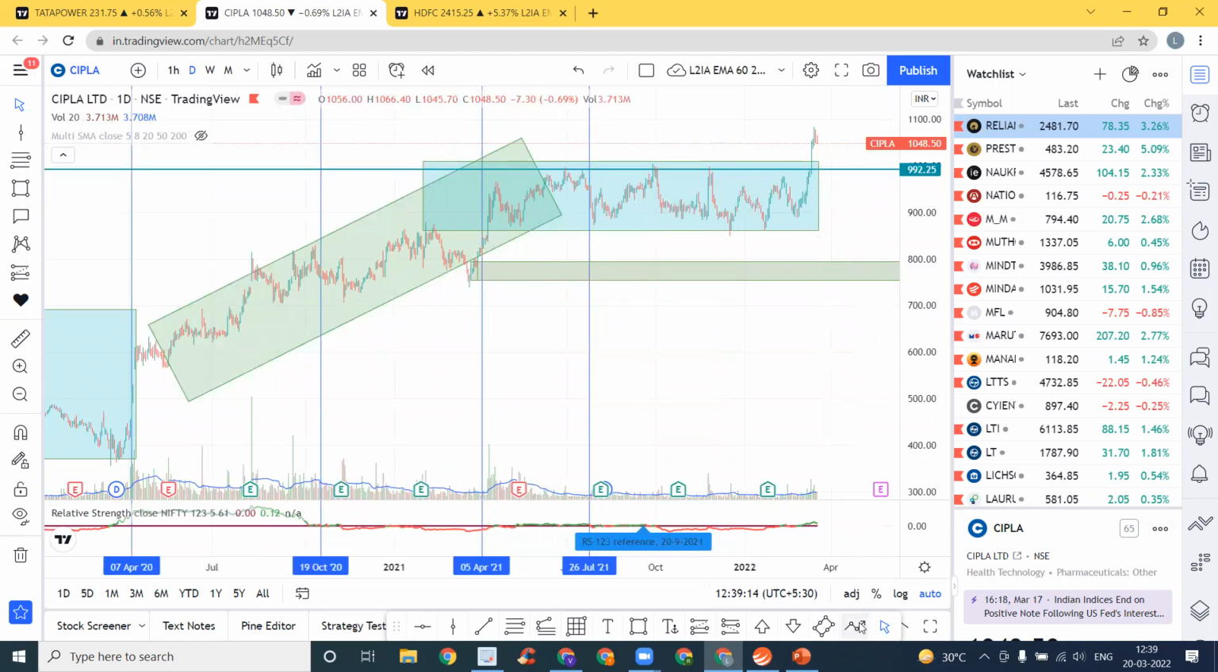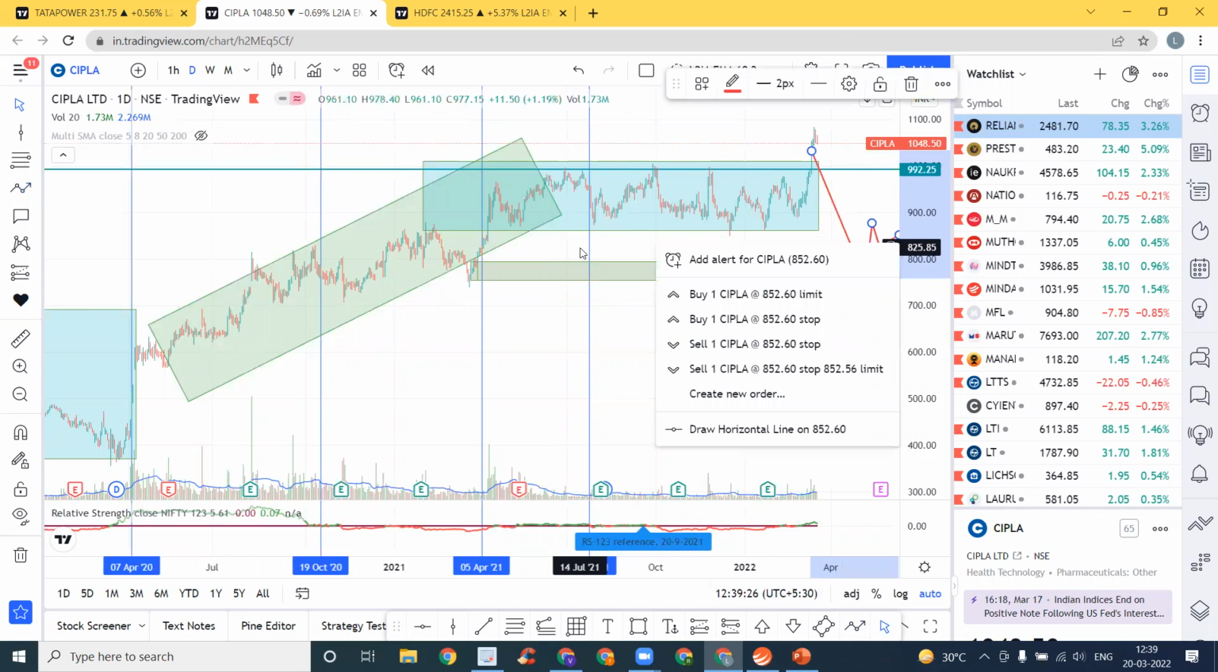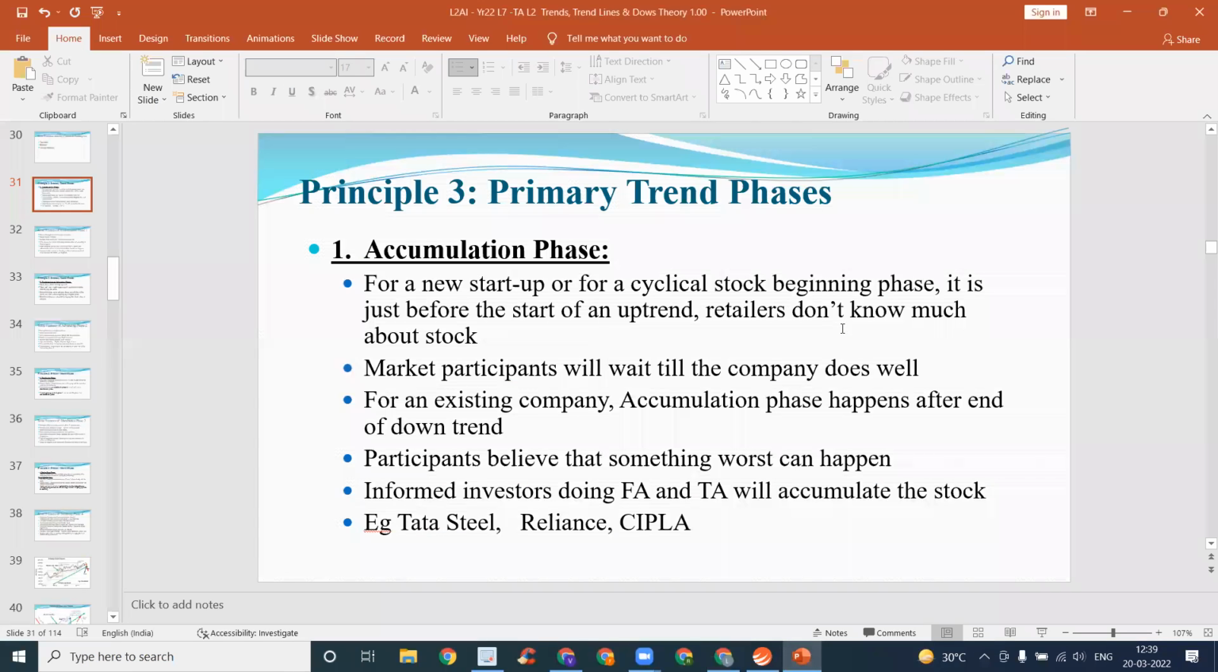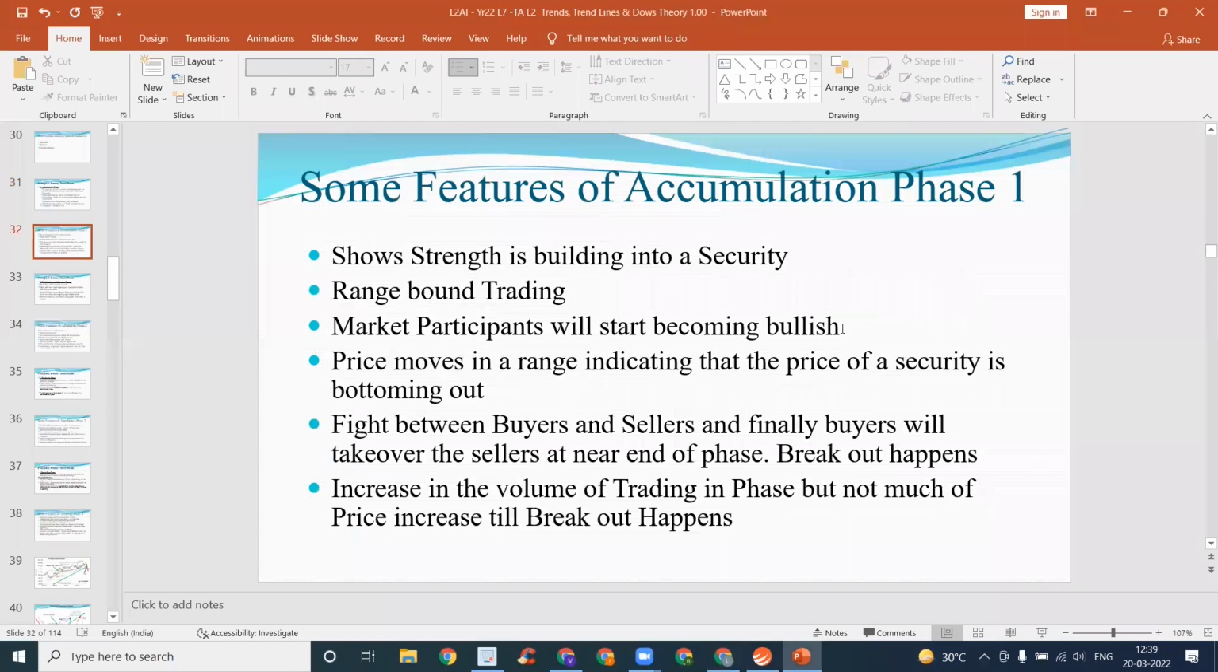और ये स्टॉक यहाँ गिरा तो क्या होगा, वापस नीचे आएगा, फिर ये कंसोलिडेट होगा थोड़ा टाइम के लिए, and then at that point of time I will think of entering Cipla after looking at the fundamentals. सो एक्यूमुलेशन फेज का कैरेक्टरिस्टिक्स क्या है?